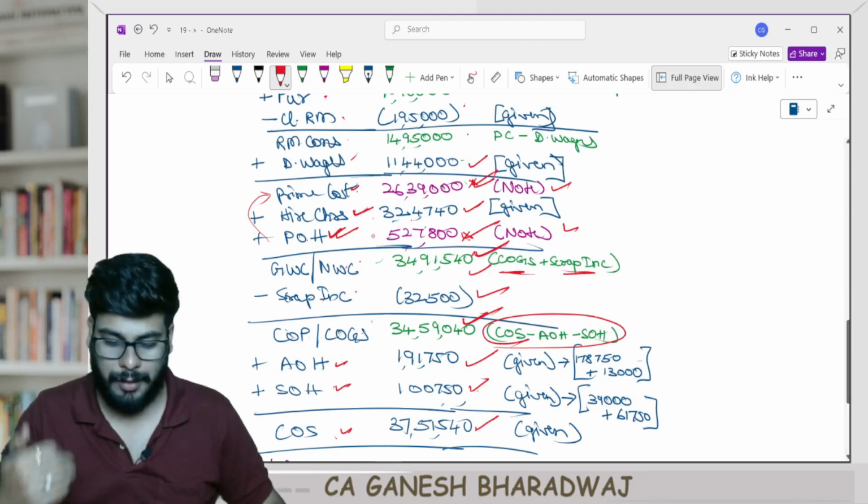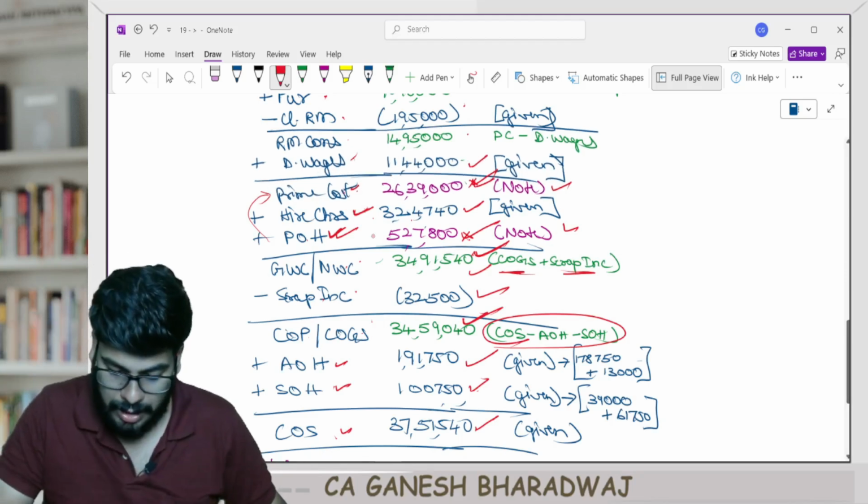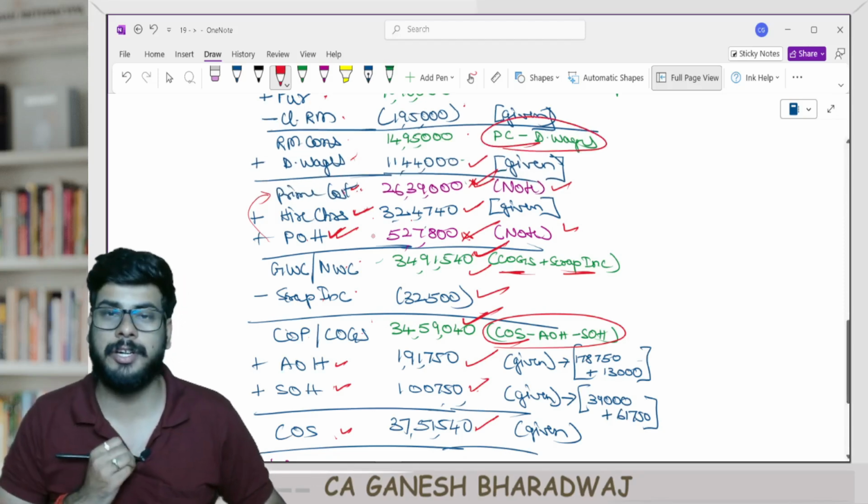Now we've got the prime cost figure. So raw material consumed is going to be prime cost minus direct wages. That is what I mentioned here. Are you clear with this?